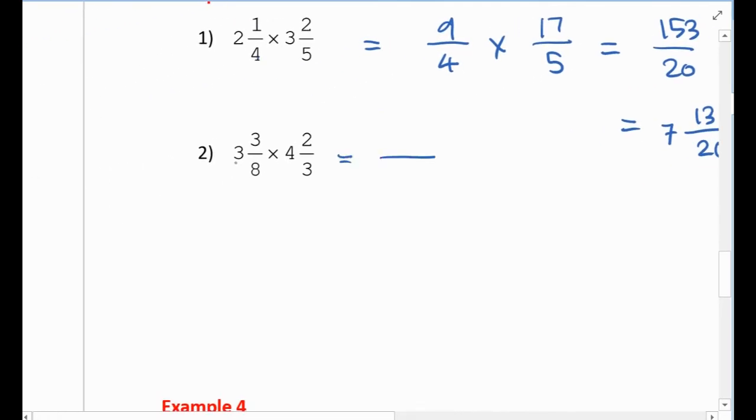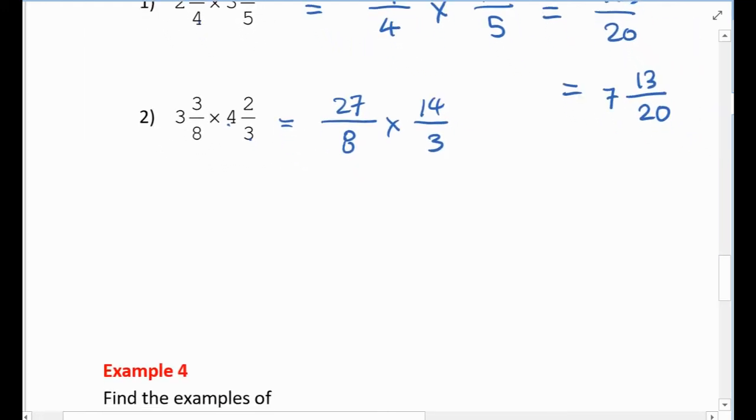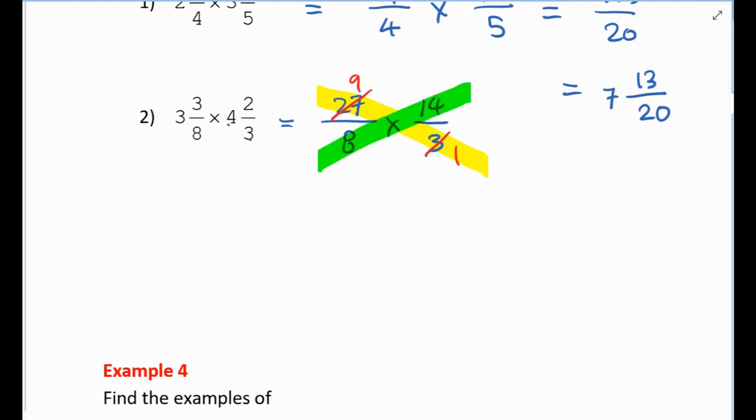Next, 8 times 3, 24, plus 3, 27. 3 times 4, 12, plus 2, 14. Okay, let's reduce 27 and 3. They're both divisible by 3. And 8 and 14, they're both divisible by 2. 8 divided by 2 is 4. 14 becomes 7. Okay. 9 times 7, 63. 4 times 1, 4.